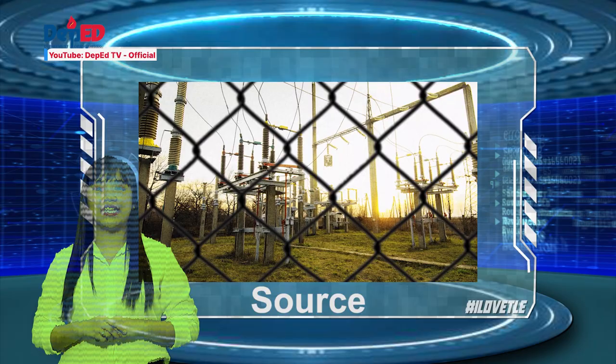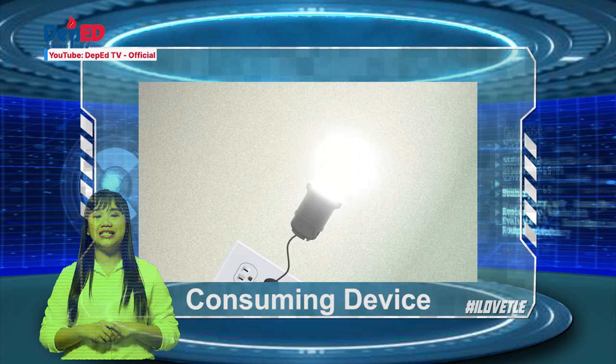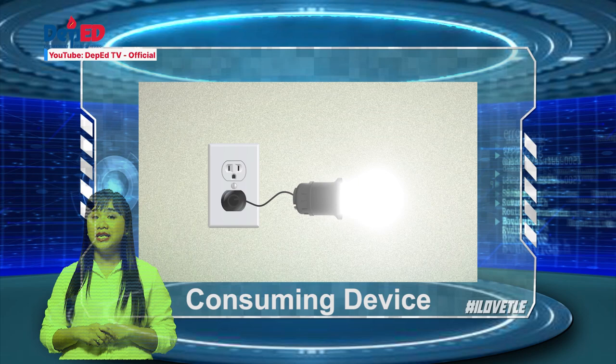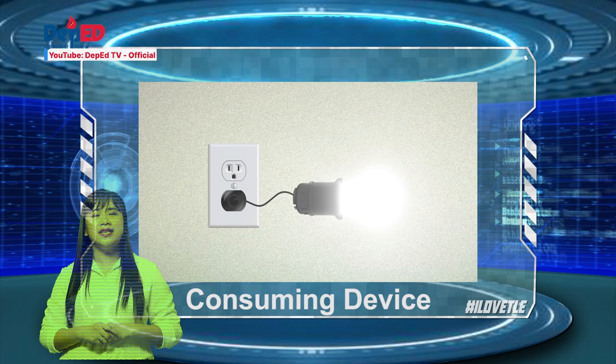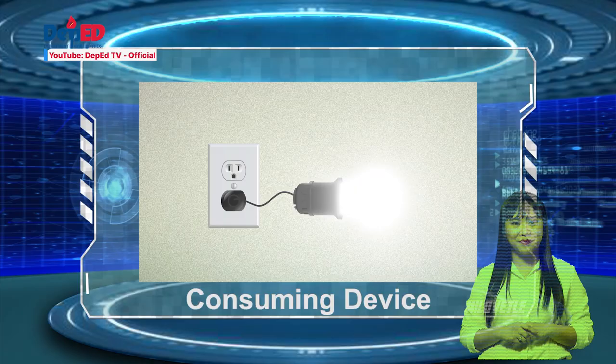Consuming devices. A consuming device is any device that consumes voltage. It is a component or piece of equipment that is connected to a source and draws current from a source and is a load on that source. A light bulb is the most common example of this.